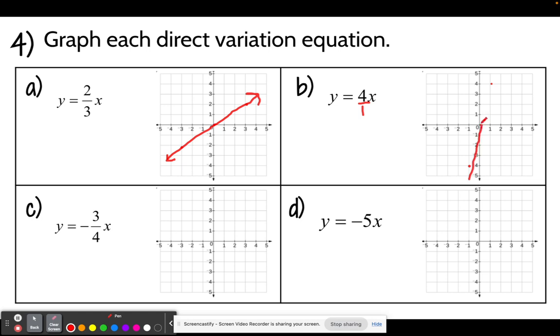Hopefully I can draw a relatively straight line. It's a little bit wonky, but it's hard to do that with my little mouse. I should go through this point. Kind of missed it a bit. Arrows on both ends because it goes on forever. Y equals 4x. Next one, negative 3/4 x.